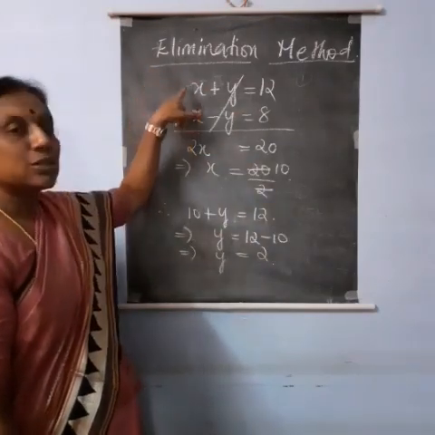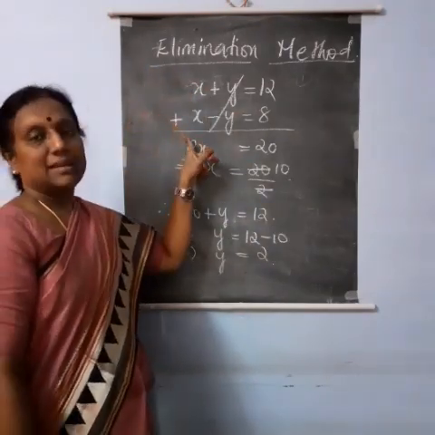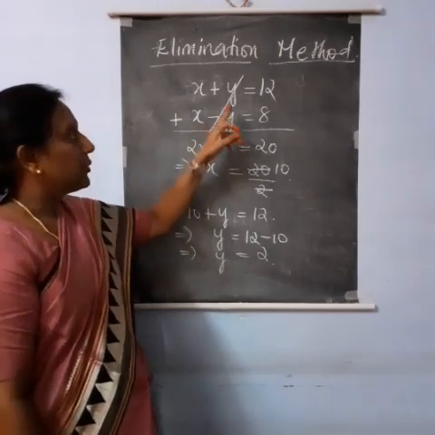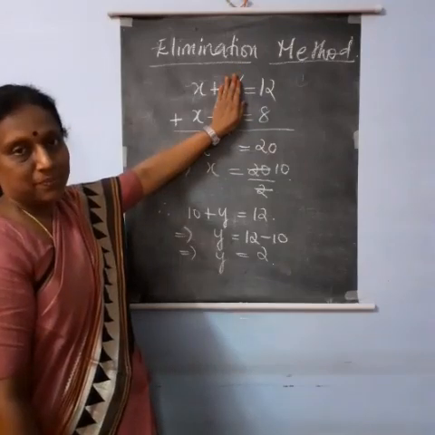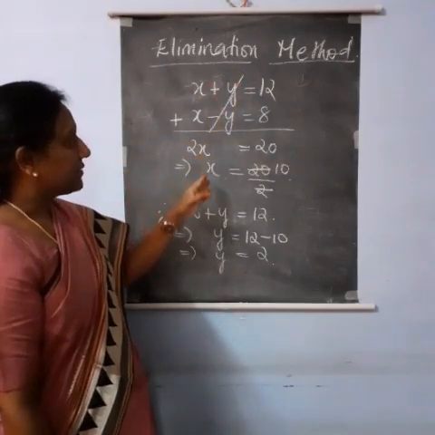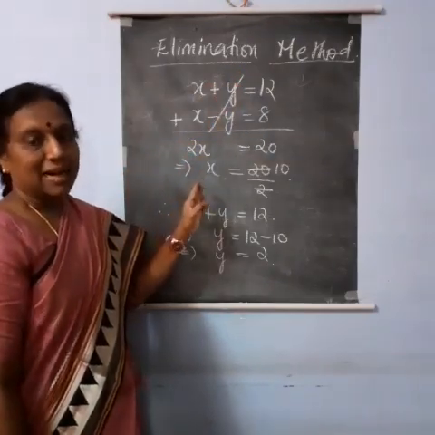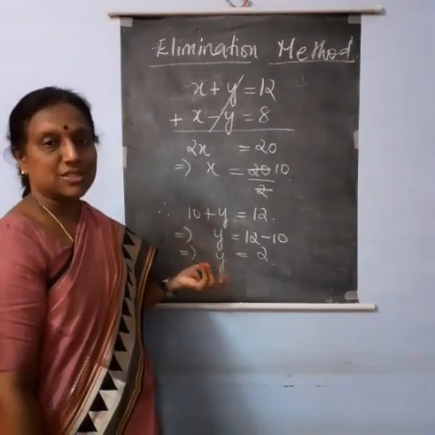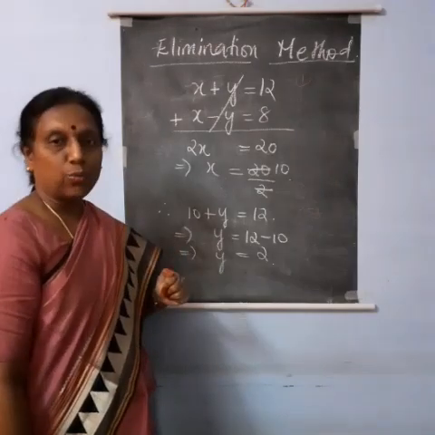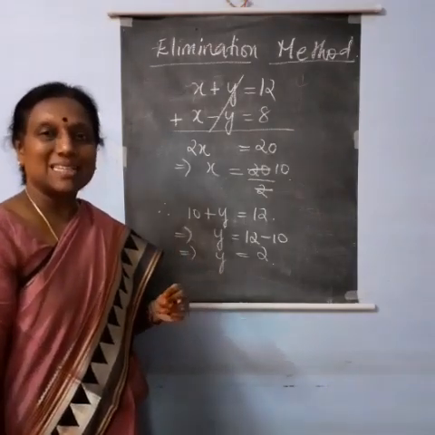I studied the coefficients of both the variables, and I found that if I add both the equations, the y will cancel out. So I added it and found the value of x. After finding the value of x, I have substituted in either of the equations to get the corresponding value of y. Shall we see one more example?